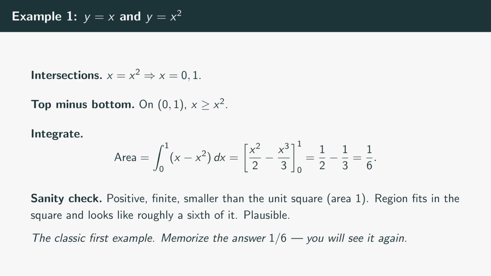The region is a tiny lens shape inside the unit square from 0 to 1 by 0 to 1, and it occupies 1/6 of the unit square's area, plausible just from looking at the picture. Memorize this answer, 1/6. The number 1/6 shows up across calculus surprisingly often, and the area between line and parabola picture is its most famous source.